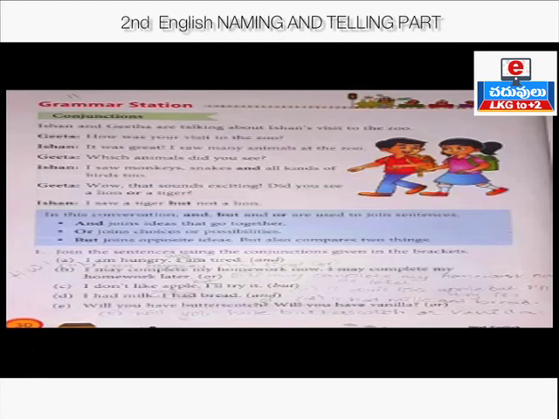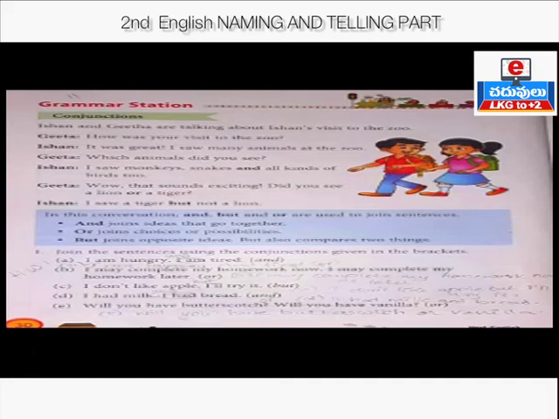Next, I don't like apple. I'll try it. This sentence should be formed with but. How will you write it? I don't like apple, but I'll try it. You should not keep the full stop there. You have to join the sentence like this. I don't like apple, but I'll try it.